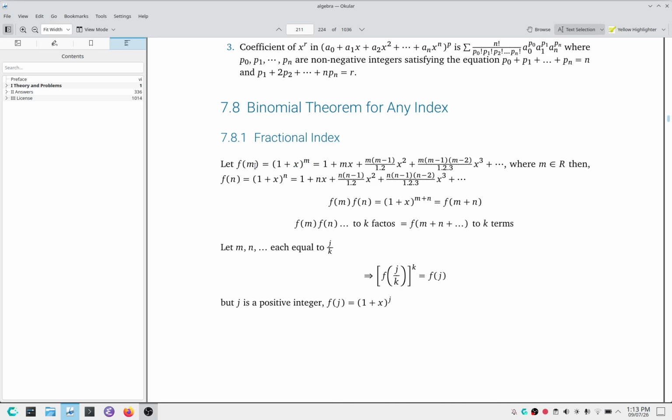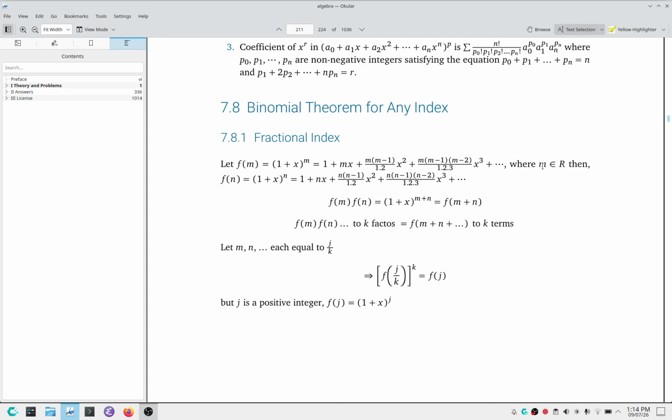So first we have fractional index for binomial theorem. We let f of m is equal to 1 plus x to the power m, which is equal to 1 plus mx plus m into m minus 1 by 1 into 2 x square plus m times m minus 1 times m minus 2 upon 1 times 2 times 3 x cube, which is the typical binomial expansion for positive integer, which we have already proven. This is mC0, this is mC2, mC3, and so on.